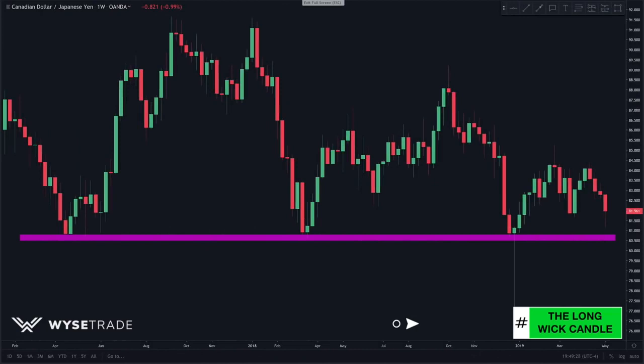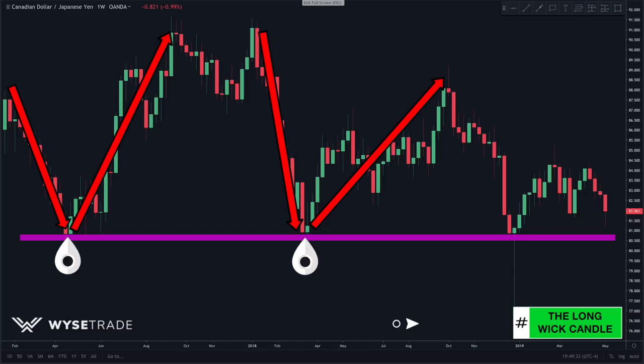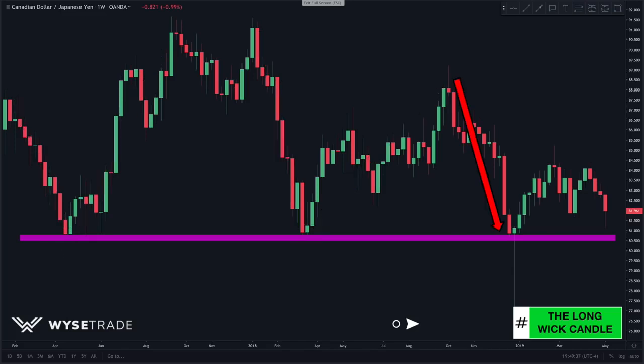You look left and notice that both times price got to this level, it hit and reversed drastically, giving us a key level of support. Then, as price came back down to this level, we were looking for some form of price action at the level.